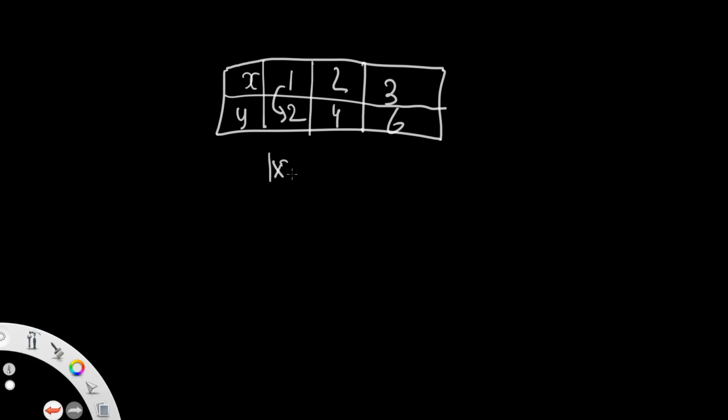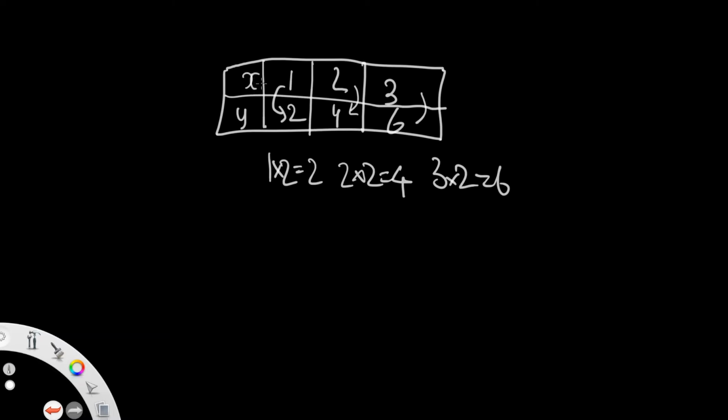So now let's determine relations. Suppose we're given the following table, and we have x over here and y over here, and we have the following values: 1, 2, 2, 4, 3, 6. If we look closely, we can see that if we multiply by 2, 1 times 2 is equal to 2. Similarly, 2 times 2 is equal to 4. And 3 times 2 is equal to 6.